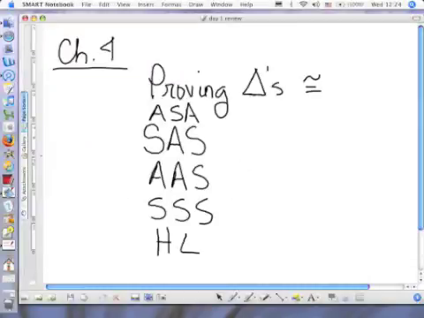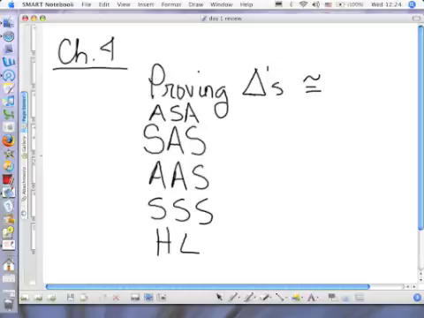Okay, the first chapter where we're pulling from for the exam is chapter 4. Chapter 4 is where we started dealing with triangles being congruent. And we talked about 5 ways of proving that those triangles were congruent.